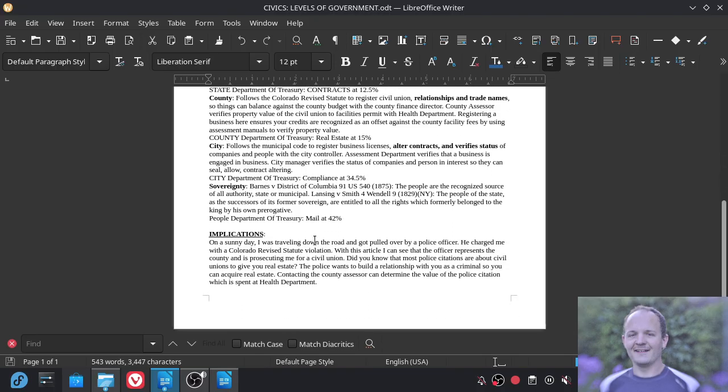People Department of Treasury does mail at 42%. At sending mail, you can make 42%.